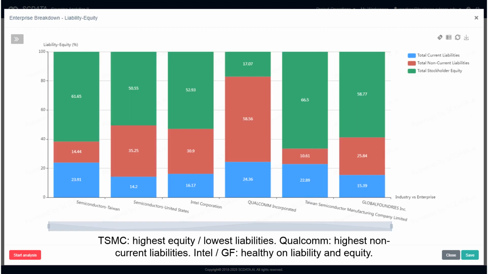Breaking down these companies' total assets by liabilities and stockholder equity, we can see that TSMC has the highest percentage of equity and lowest percentage of total liabilities. Qualcomm has significantly more non-current liabilities than other suppliers. Intel is very healthy on equity and liabilities, with equity being more than 50% of the total assets. Despite losing money, GlobalFoundries is also very healthy in terms of equity and liabilities.